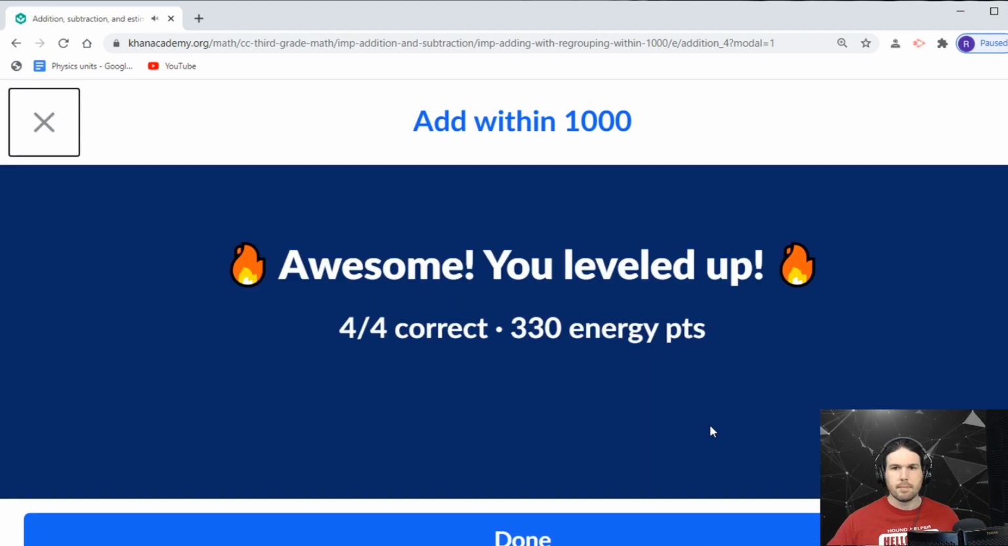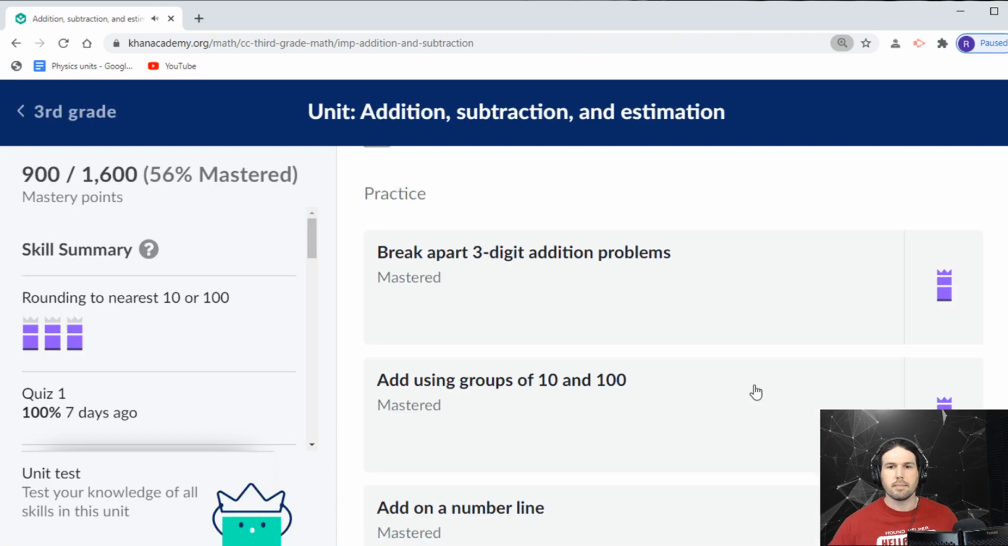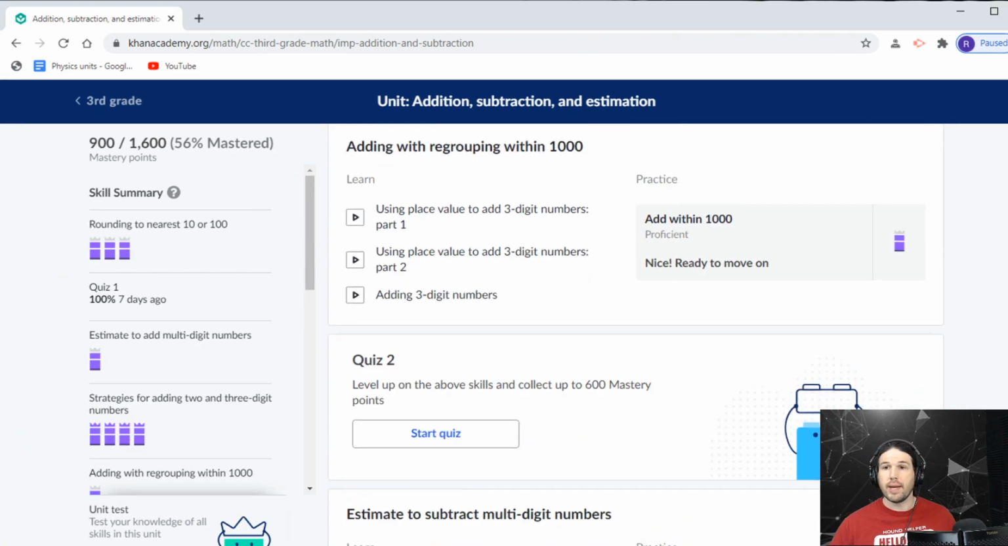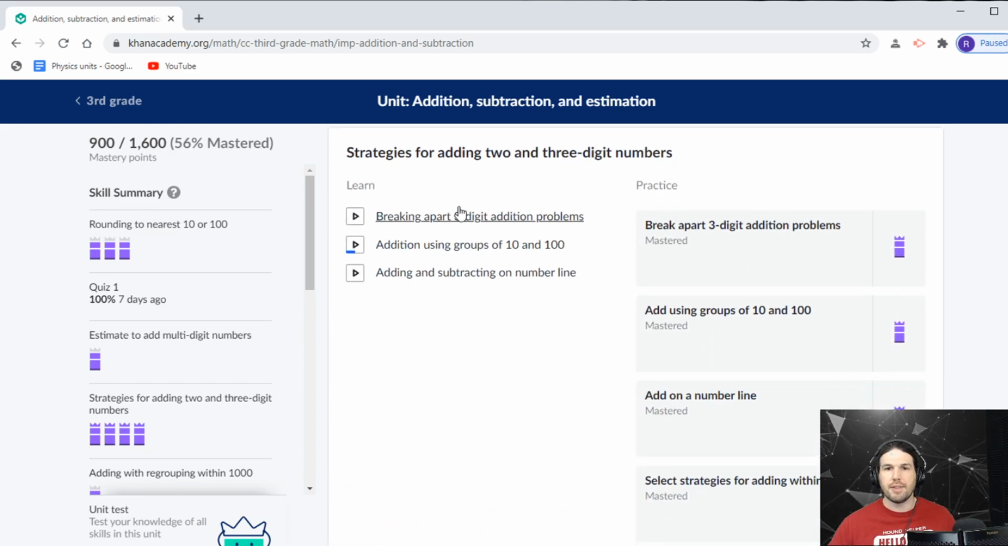Nice. That's adding within 1,000. What do we got next? We have a quiz. Now, we skipped all of this adding 2- and 3-digit numbers because, again, we did this back in first grade or second grade. I think it was second grade.